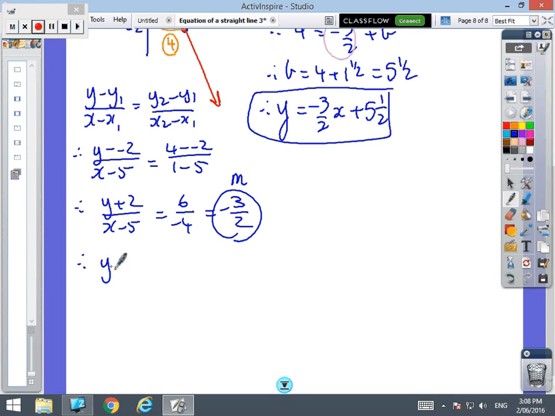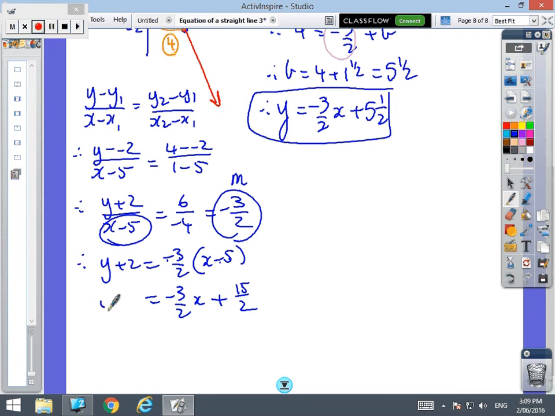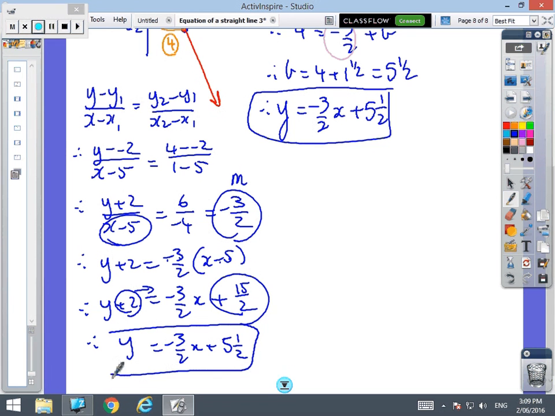Okay, so then cross multiply the x minus 5 off the bottom. Minus a minus is a plus. 5 times 3 is 15 over 2, which is 7.5. That's okay. And then the plus 2 goes the other side. So 7.5 minus 2 is 5.5. So you get the same answer.